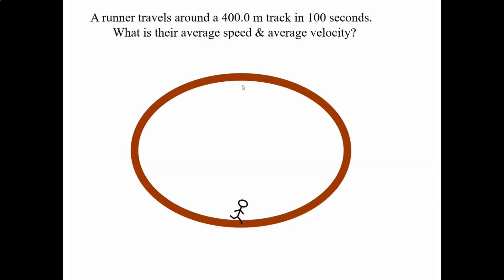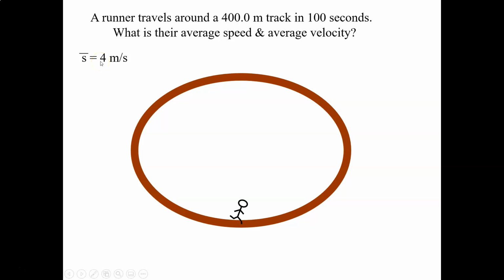So if I wanted to figure out the velocity and speed of a runner that travels around a circular track, and they go 400 meters around this track, and it takes them 100 seconds, and we want to figure out what their average speed is and their average velocity. Well, the speed would be equal to distance over time. Now, it's a 400-meter track, so they went 400 meters divided by the time, which is 100 seconds. So 400 meters divided by 100 seconds gives us 4 meters per second. That's the average speed. I forgot to mention that.